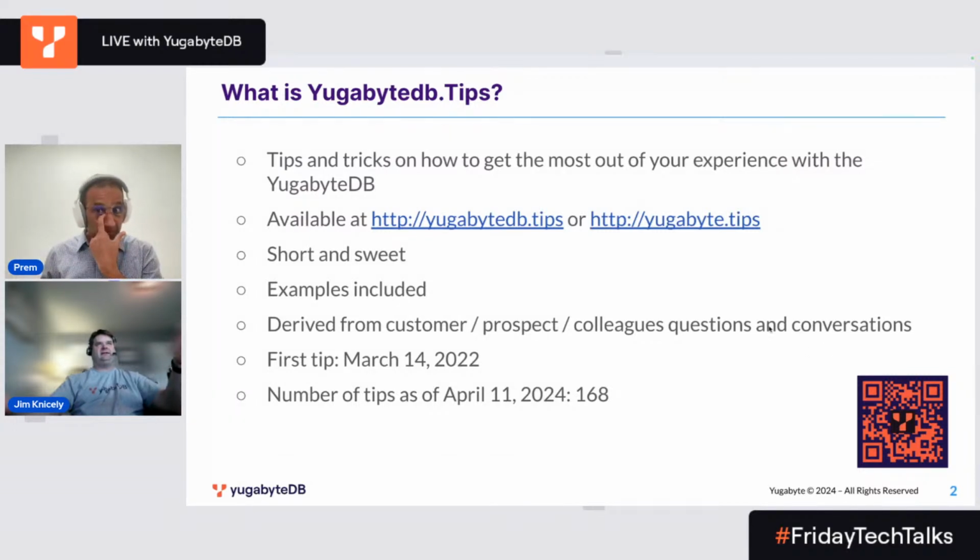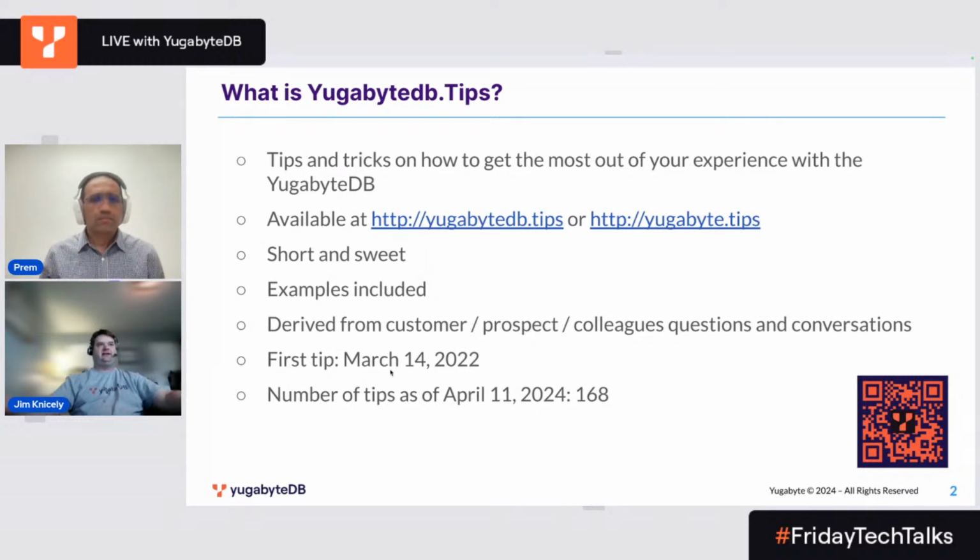Basically, it's a website that has these quick tips, right? It's not like really long blogs or anything like that. They're just things that I've come across, typically derived from customer or prospect interaction, or colleagues have questions, and I figure, if someone has a question, someone else is going to have a question, so why not put it somewhere where everyone can get to it. Here's the website location: YugabyteDB.Tips. And here's a QR code you can use to get there.